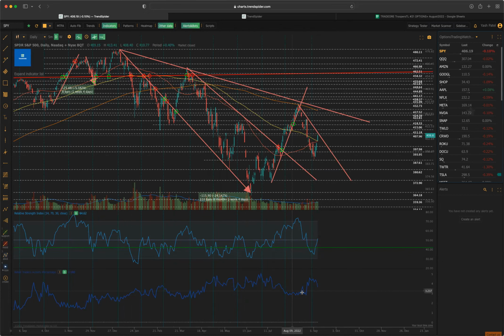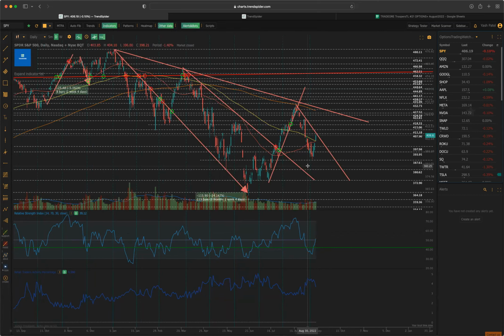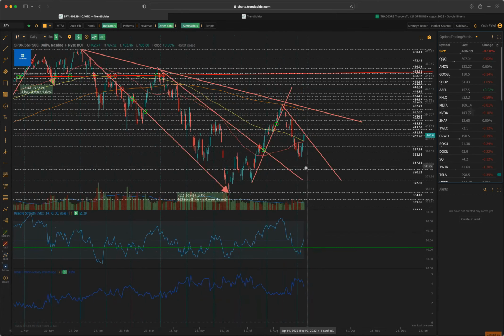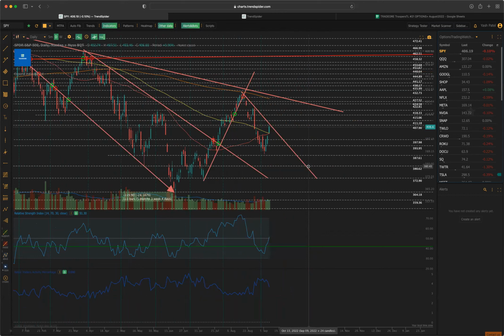Also, this time around, the RSI is not as high as it was here. We are in the low, like in the mid range. So there is a possibility that we could see a bounce coming in this week. But I would strongly advise you to be very, very careful and play off of levels.